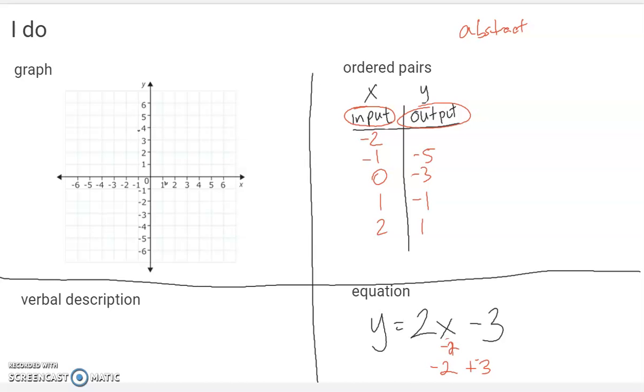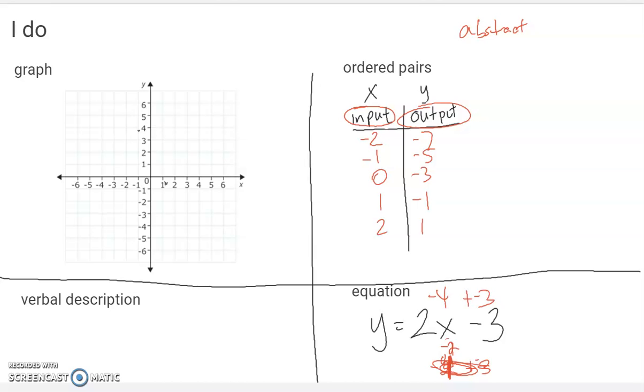And if x equals negative 2, 2 times negative 2 is negative 4. Negative 4 minus 3, or add the opposite, plus negative 3 is negative 7. So those are my ordered pairs now.